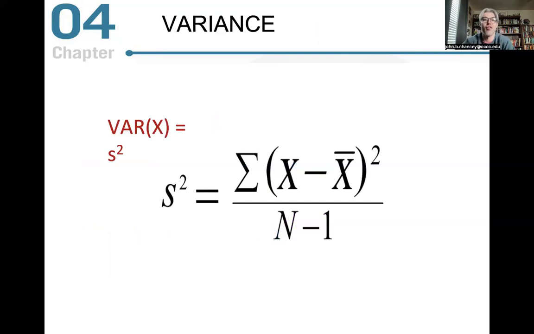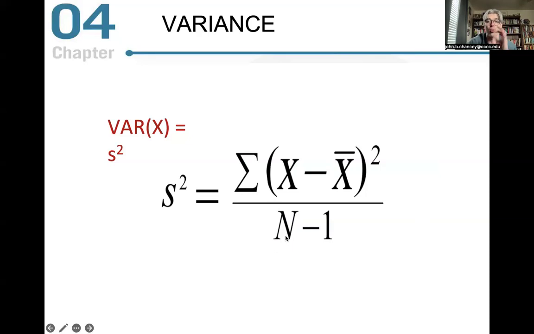This is the equation for variance. Typically, you see variance depicted as s squared. We have our summation symbol here. We do what's in our parentheses first, of course. X represents the individual scores, each individual one subtracted from our mean. X bar is just our mean. We're going to compute that, square it, sum it up, and divide it by n minus 1.